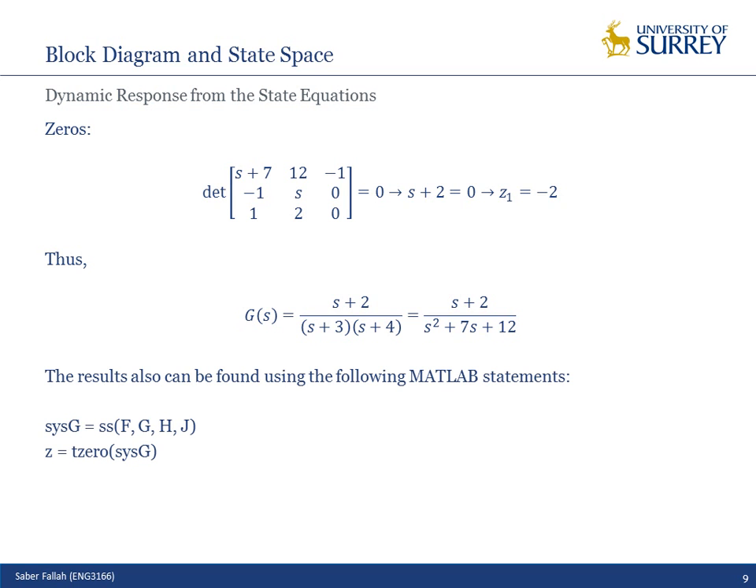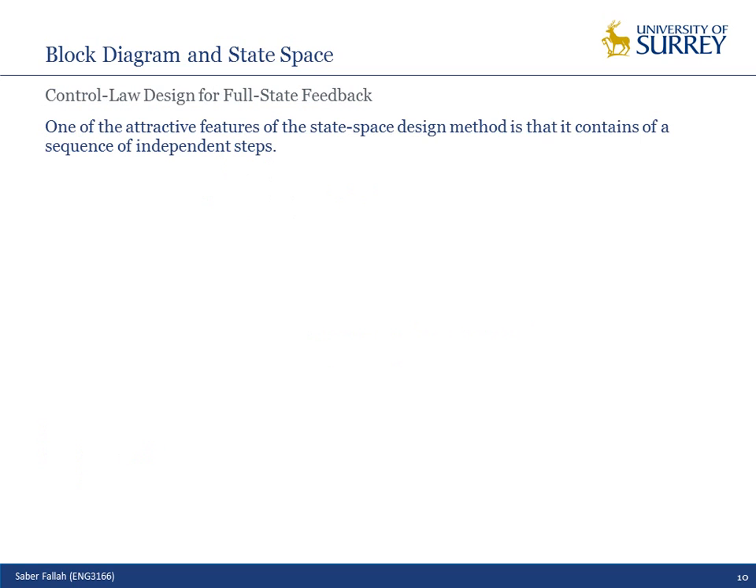If you want to make sure about your solution, you can use the MATLAB command ss. Using the command ss(F, G, H, J), you will get the system G. And from tf of system G, you will find the zeros and poles of the system.